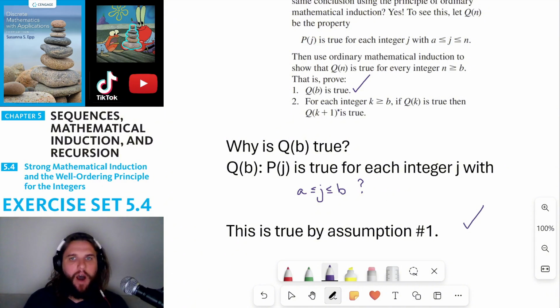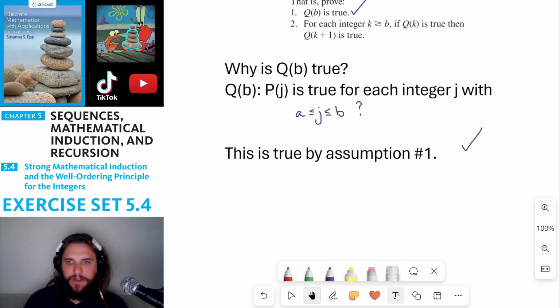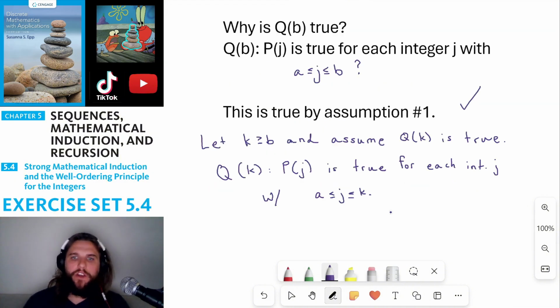Now let's figure out why the second part is true. For each integer k greater than or equal to b, if Q of k is true, then Q of k plus 1 is true. Why would that be the case? Well, we're going to assume that k is some arbitrary fixed integer greater than or equal to b, and we're going to assume that Q of k is true. So Q of k is the statement that P of j is true for each integer j with a less than or equal to j less than or equal to k.